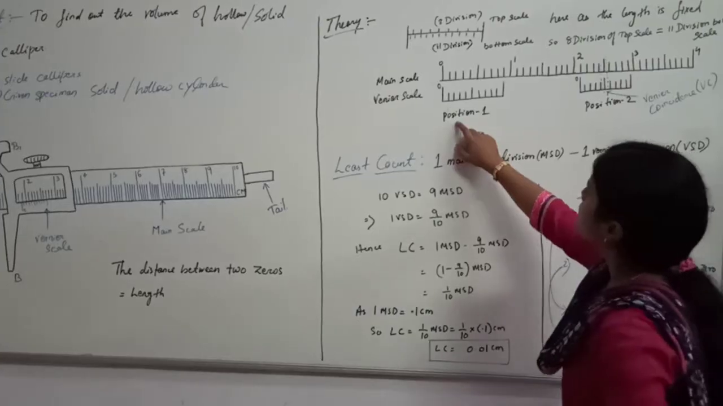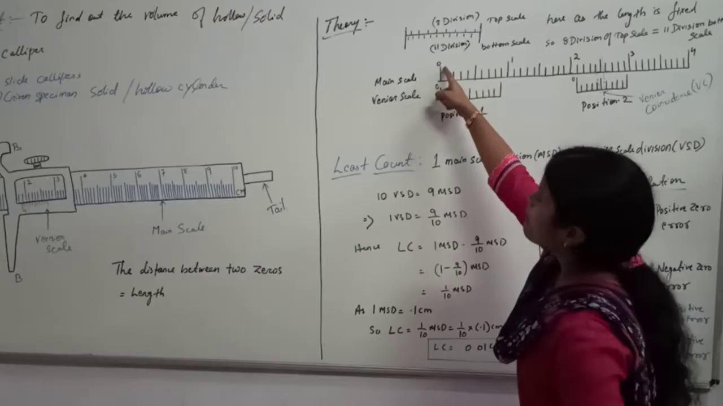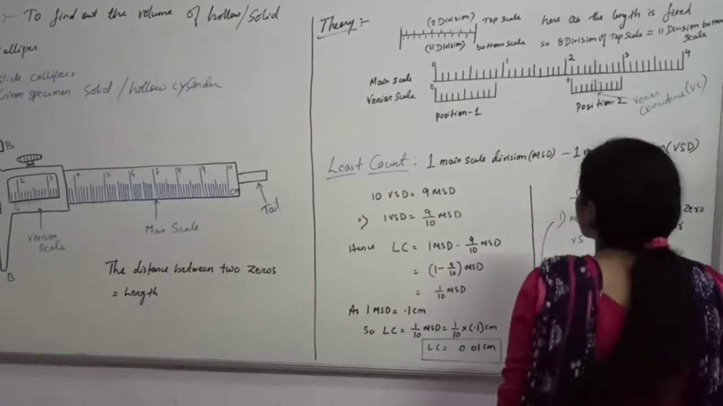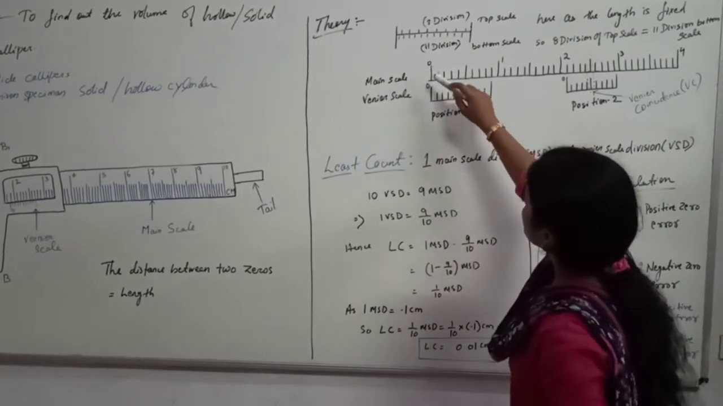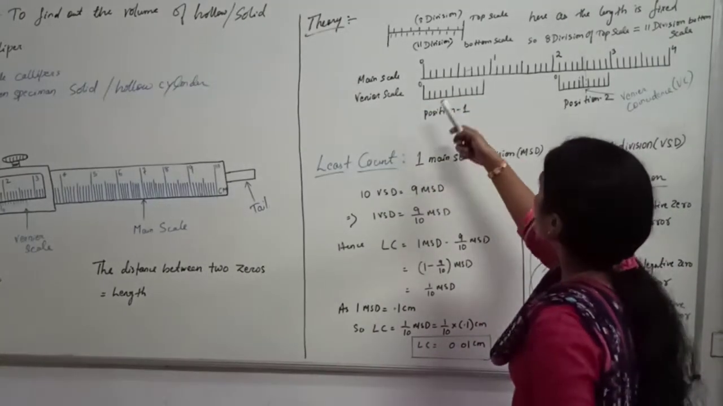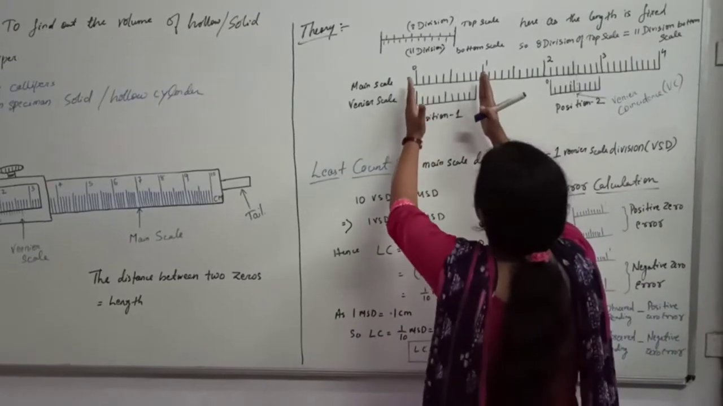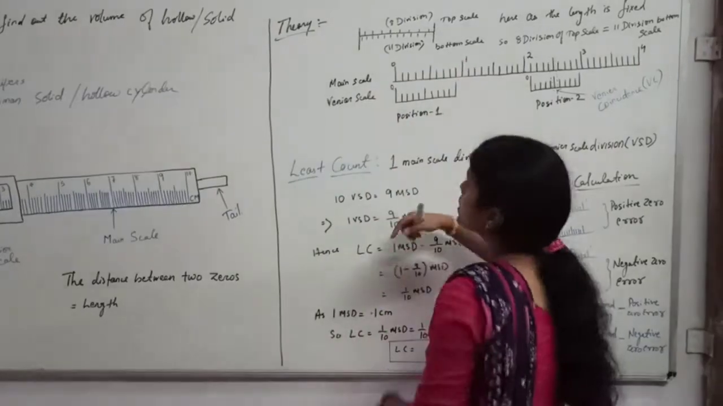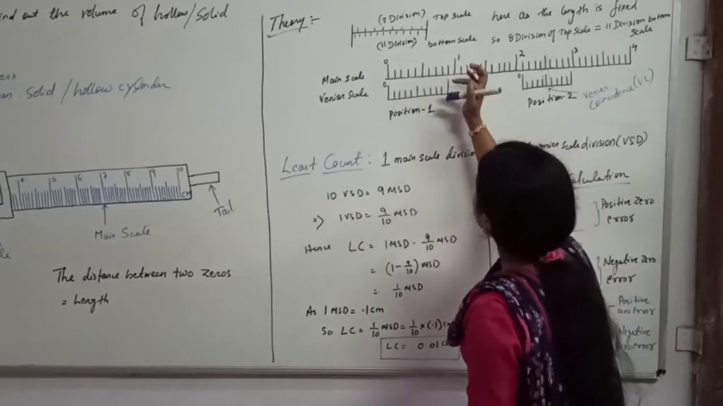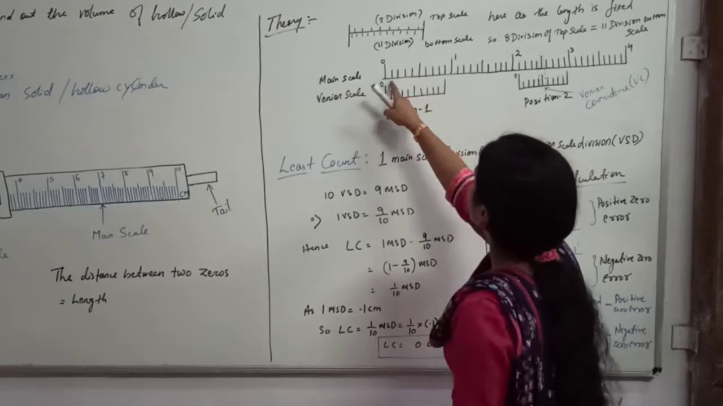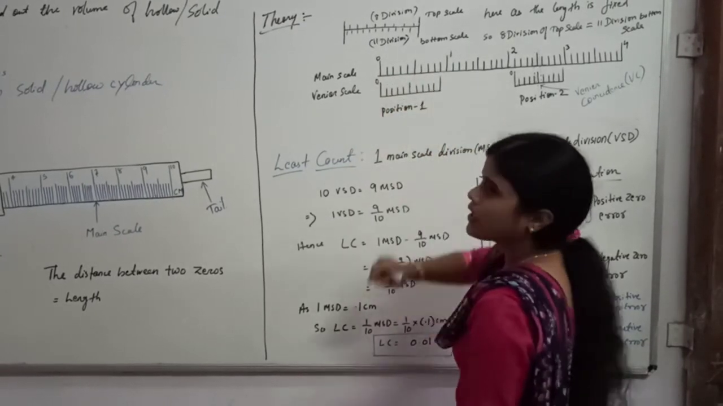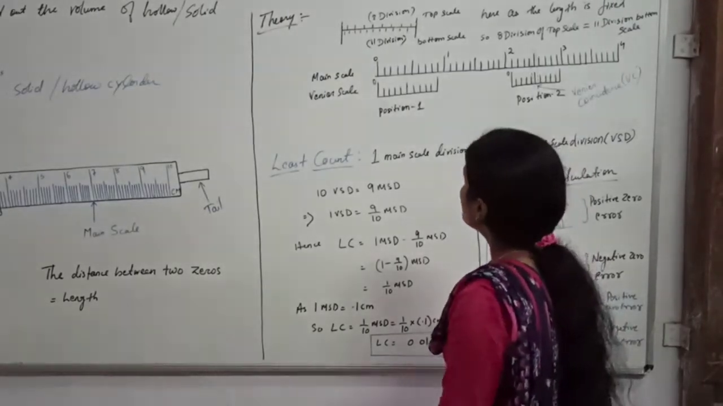what you will see, the 0 of this main scale will coincide with the 0 of this vernier scale. When this happens, you will observe that this length is fixed. Then you will try to calculate the divisions. Suppose I want to calculate how many divisions are there in the main scale. How will I calculate? 1, 2, 3, 4, 5, 6, 7, 8, 9. 9 divisions are there.